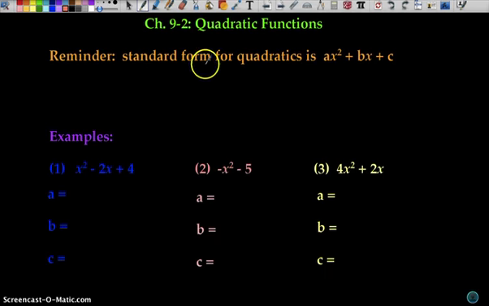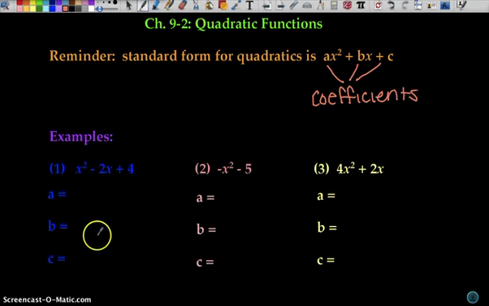Now remember that the standard form for all quadratics is ax squared plus bx plus c. A, b, and c are all just coefficients. Alright, so if we look at some examples down here, a is the coefficient in front of our x squared term. Well, you'll notice that there isn't one written, which means it is just the number 1, because we do have x squared here. B is our coefficient in front of the x, so that's -2, and c is our term with no variable at all, so that's 4.